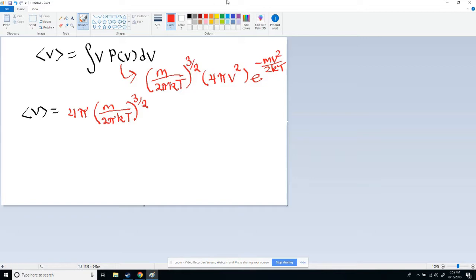Okay, so I'll go ahead and do the rest in black, the actual integral. And what's left over is v cubed, e to the minus m v squared over 2 kT, dV.